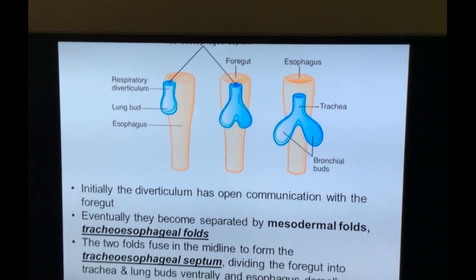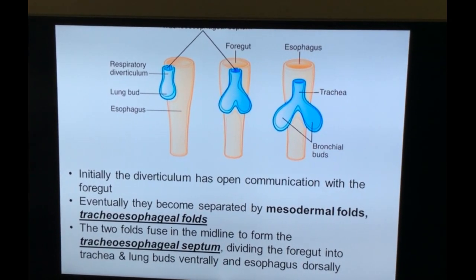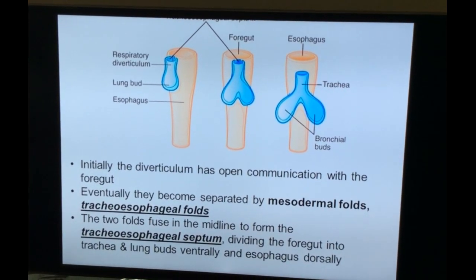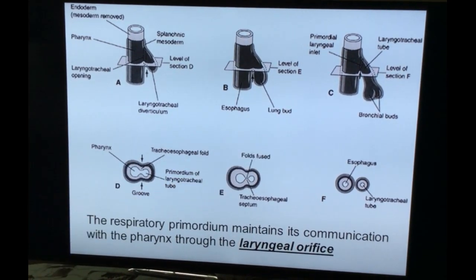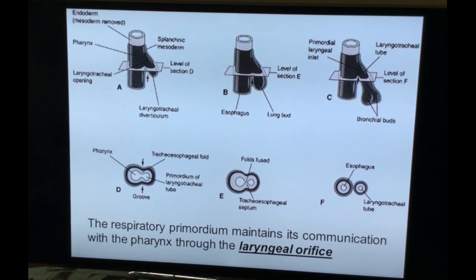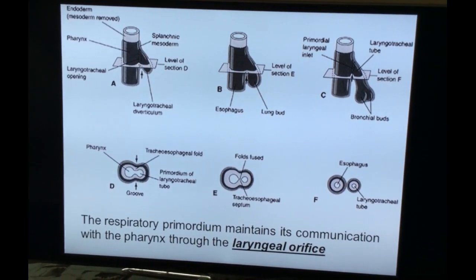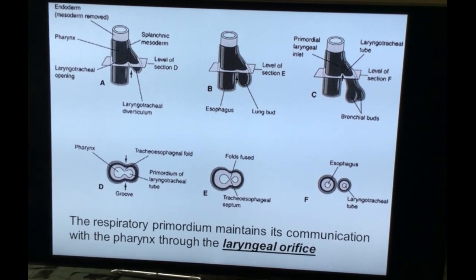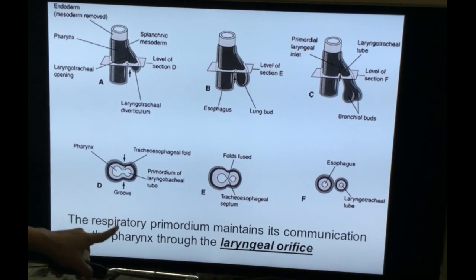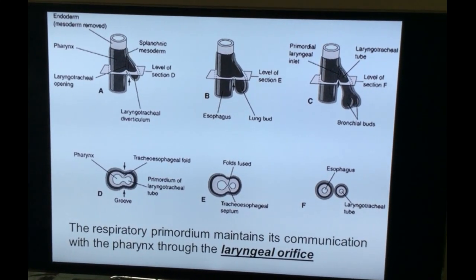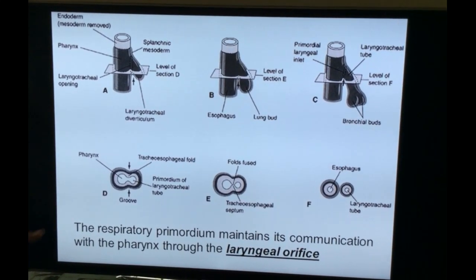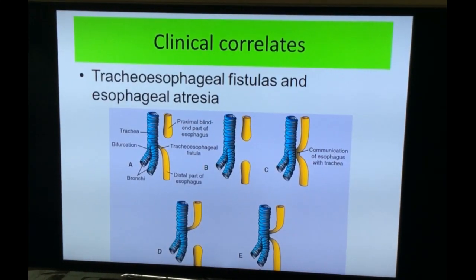Now this is the tracheoesophageal septum formation, which I have told. This is a cross section showing how the septum is formed and how it divides the two tubes. Ventrally is the trachea and dorsally will be the esophagus. But still the primordium, that is the diverticulum, maintains its communication with the developing pharynx through the laryngeal orifice.